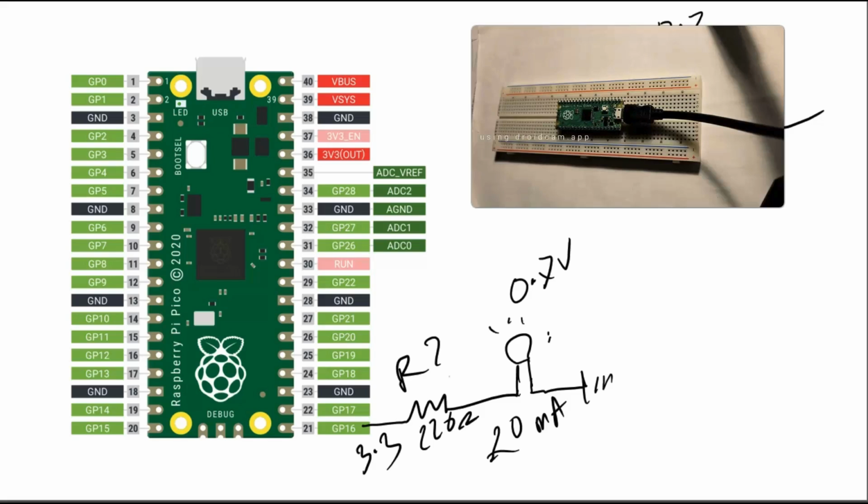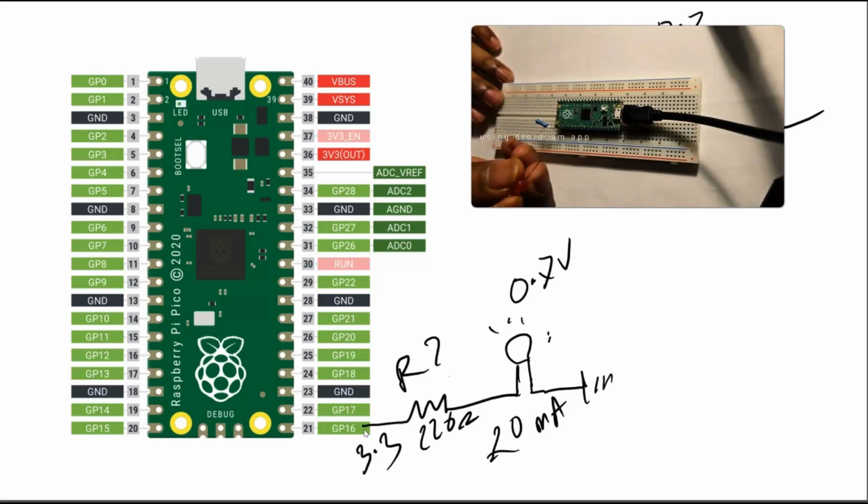Okay, so first we need to connect a resistor from pin 16, as you can see here. So this is my pin 16 and I'm connecting a resistor to this point, and from this point I need to connect the LED. You need to be careful about the anode and cathode of this LED. So I'm connecting this positive terminal here and this negative one to the ground.